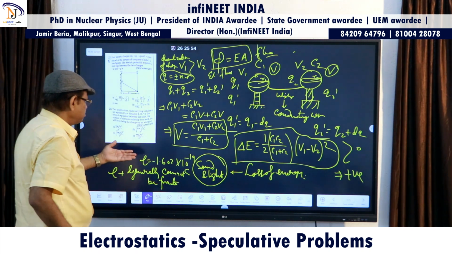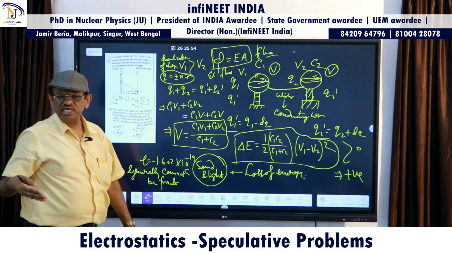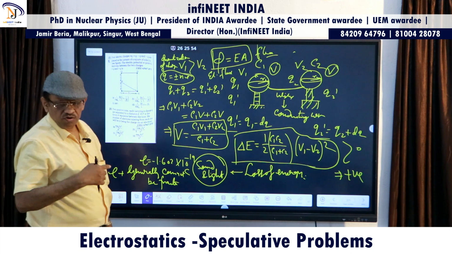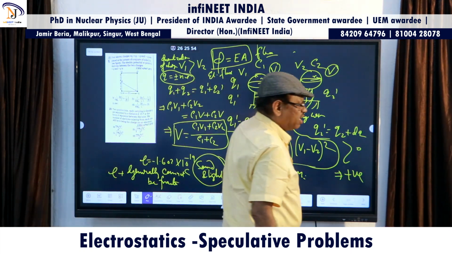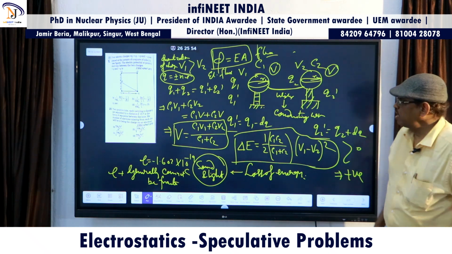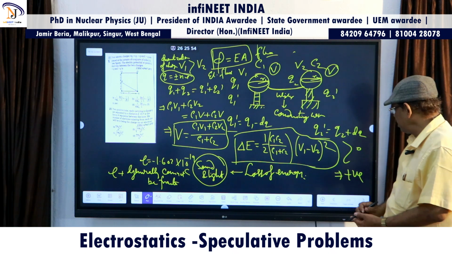So E is multiplied by N: 1E, 2E, 3E, 4E, and this is called quantization of charges. Okay, take a photograph and then I will proceed for the next problem. Am I clear? Do you follow me properly?